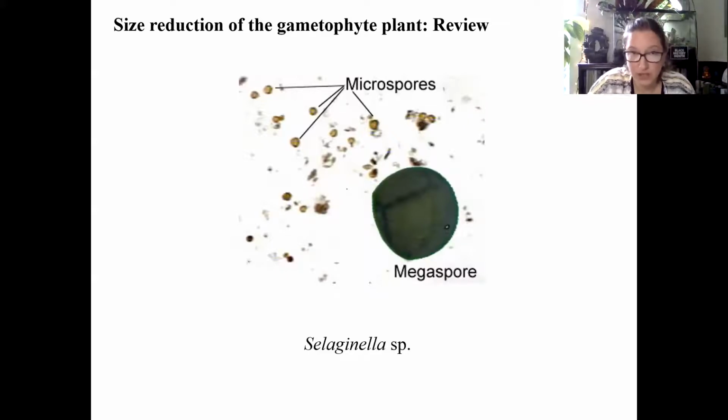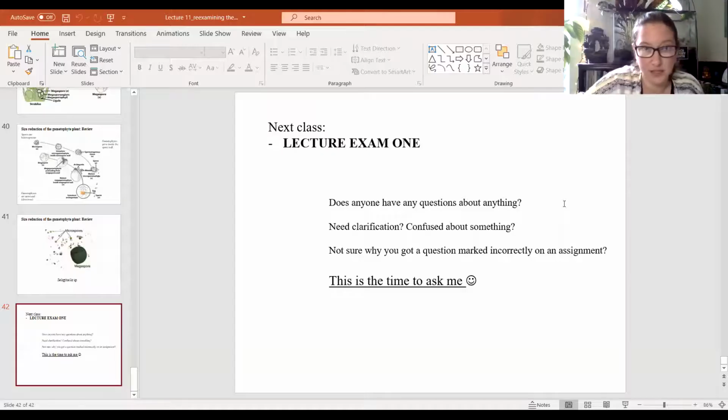Okay. And looky here. So here you go. This is a real picture of megaspore and microspore. Look how big megaspore is, hence why we call it megaspore. Look how small microspores are, hence why we call them microspore. Inside of all the microspores is going to be one antheridium. Inside of megaspore is going to be a relatively complete female gametophyte plant. Okay, I think that is it.